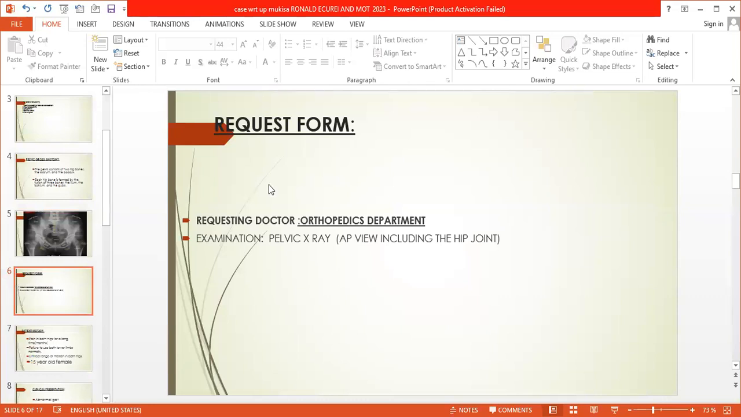So we go on to the case which brought us here. It was requested by a doctor from the orthopedic department. On examination, his indication was that he requested a pelvic X-ray, anteroposterior view, including the hip joints.